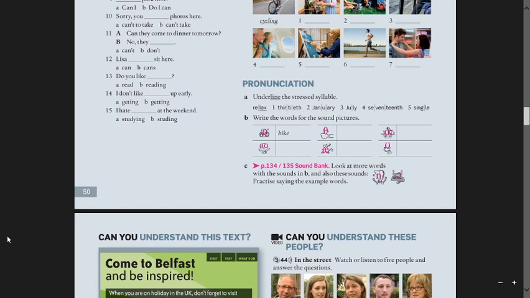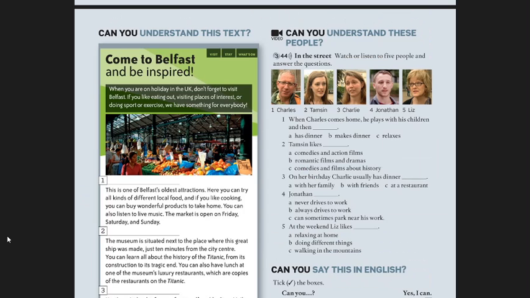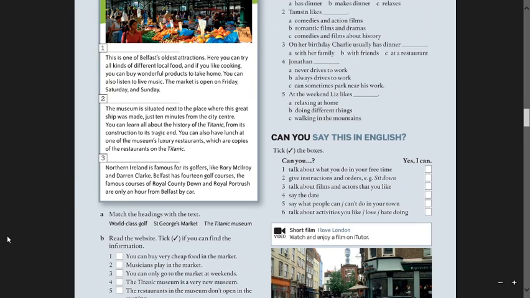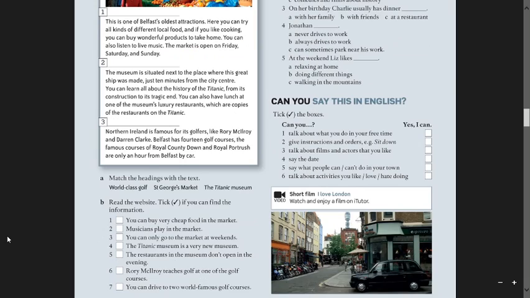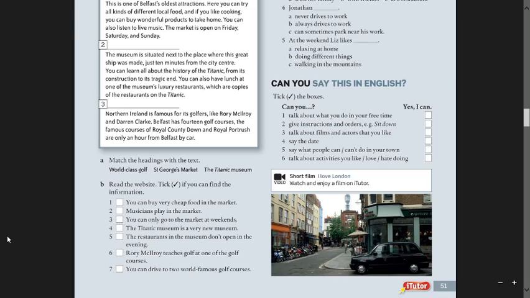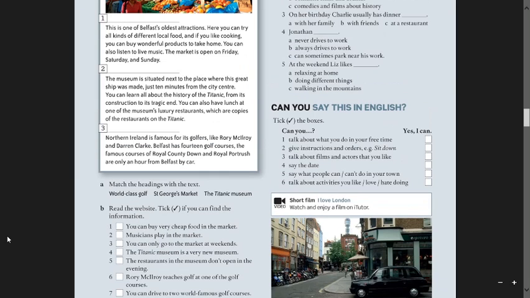Then you have to read. You have to read Come to Belfast and be inspired. You have to read this text and you have to match the headings with the text, ok, el título para cada párrafo, unirlo 1, 2 and 3. Then you have to read the website and tick if you can find the information in the text, okay? So from 1 to 7, you have to read and tick if that information is in the text or not, okay?